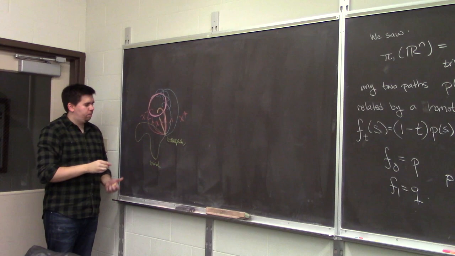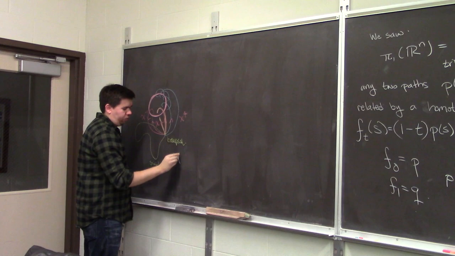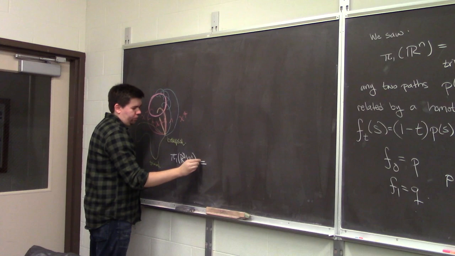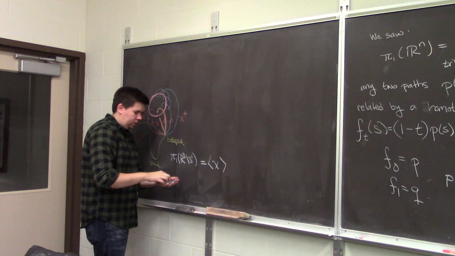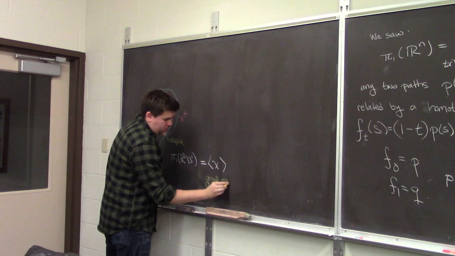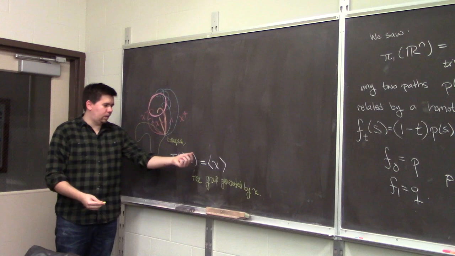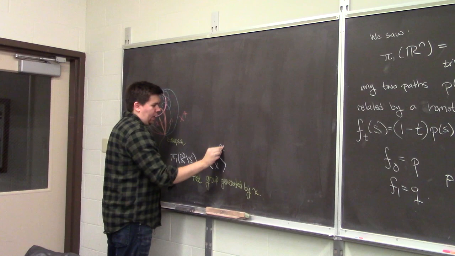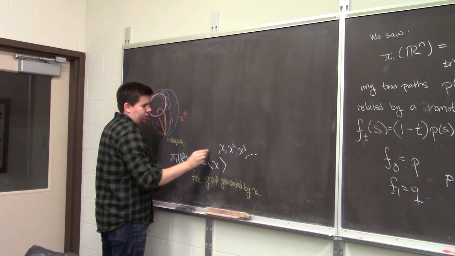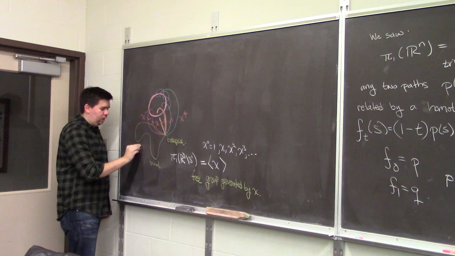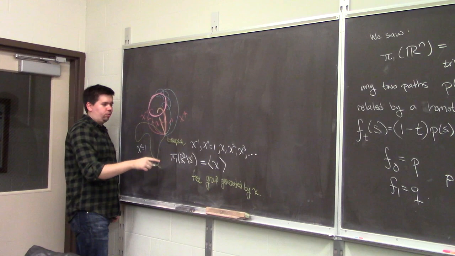But you get the fundamental group for R3 minus the circle to be just some group that's generated by X. So this is the group generated by X. That's just called a free group, because there's no constraints on it. It's just everything you can get by X. So this is the group with elements X, X squared, X cubed, and so forth. X to the zero, that's one. Those are your trivial loops. That's like this guy right here. This is X to the zero, which is one. X inverse, that's looping the opposite direction. X to the minus two, that's looping the opposite direction twice.